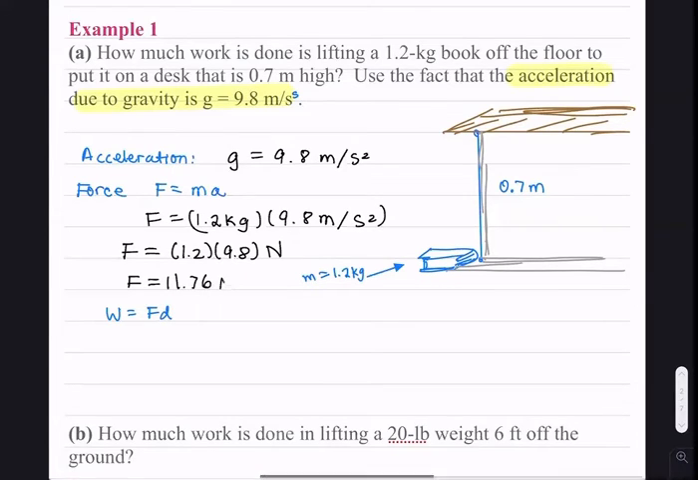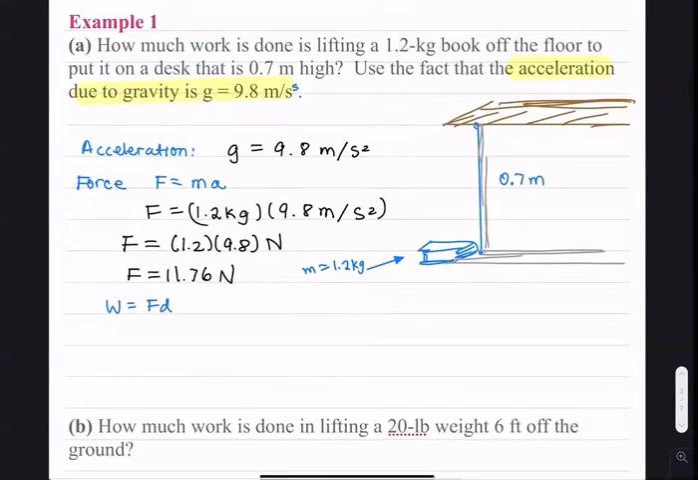Now I move on to the next formula, which is really what I'm trying to find: the work. Work is force times distance. I take the answer from above. The work is 11.76 newtons, and then I multiply it by the distance. This is d right there, 0.7 meters. Speak up if I'm putting the wrong number in, okay? But I think it just says right there, the 1.2 kilogram book is being moved a distance of 0.7 meters.